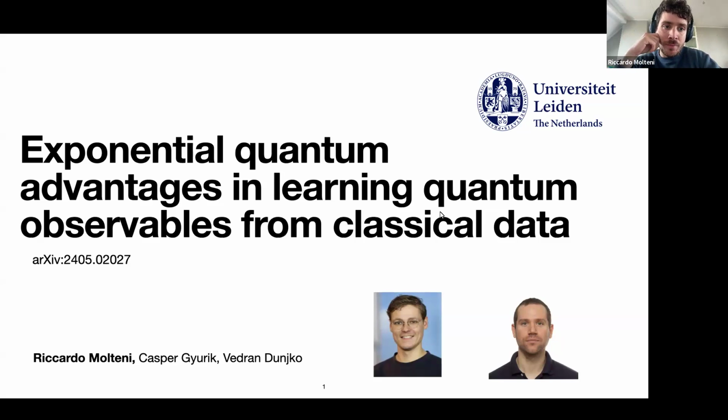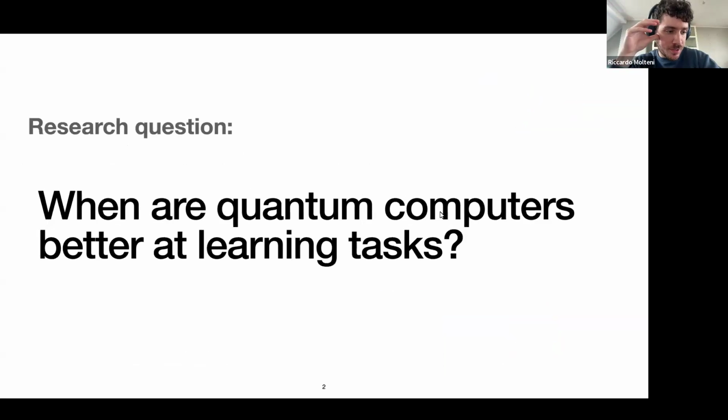So the title of our paper is Exponential Quantum Advantages in Learning Quantum Observable from Classical Data. First of all, let me tell you what we were trying to do in this work. The question that we were trying to address is one of the most interesting questions, I would say, in quantum machine learning: when are quantum computers better at learning tasks? I will add to this that we were looking at physically motivated learning tasks. But for now, let's just keep this question.